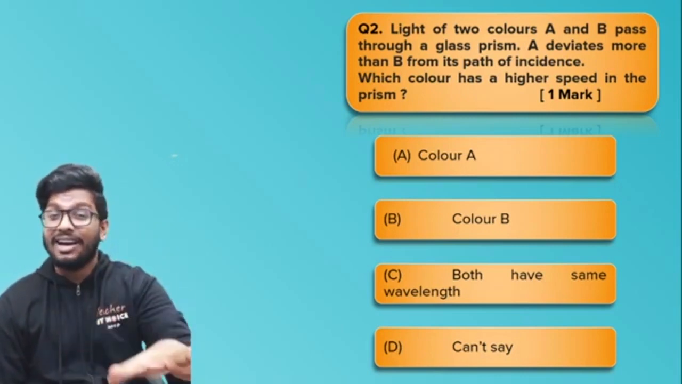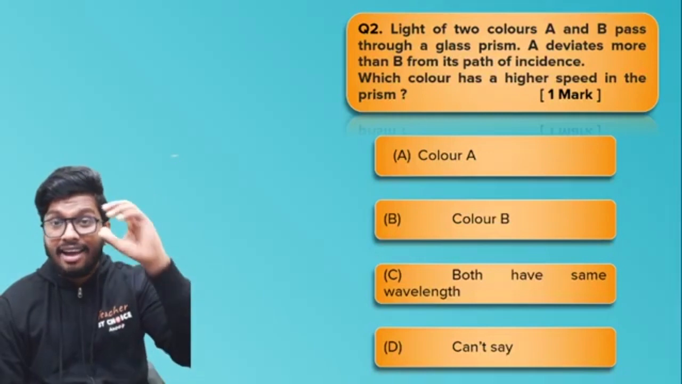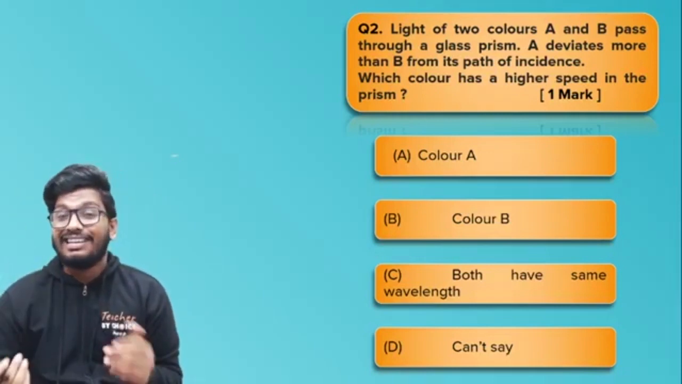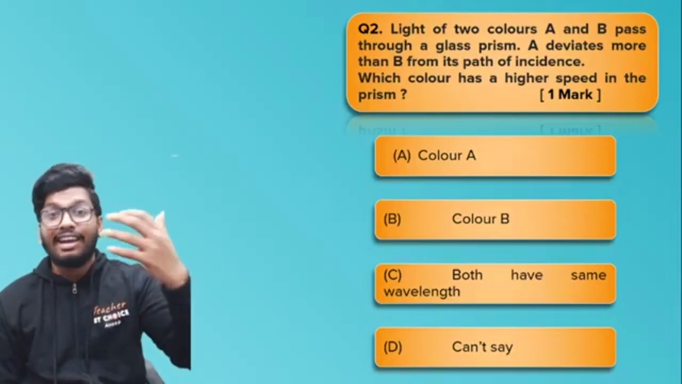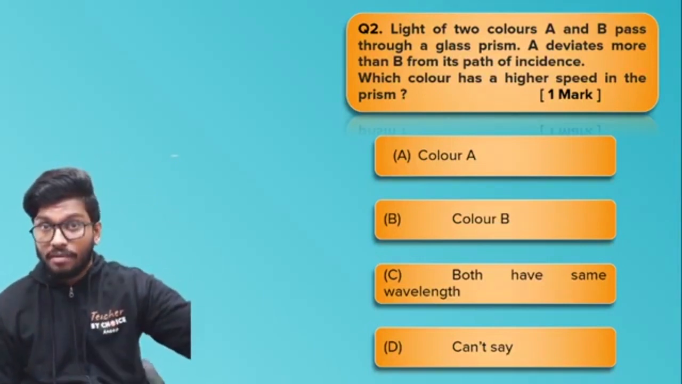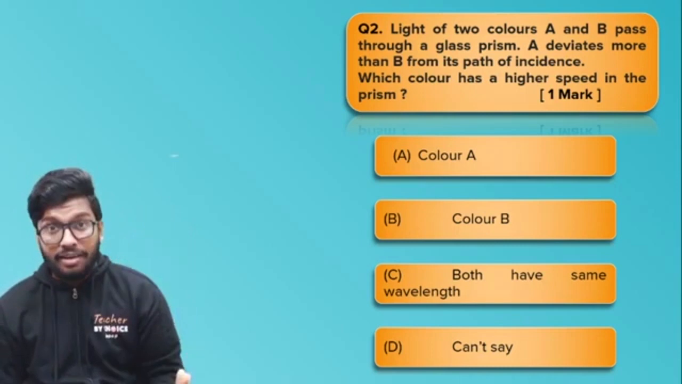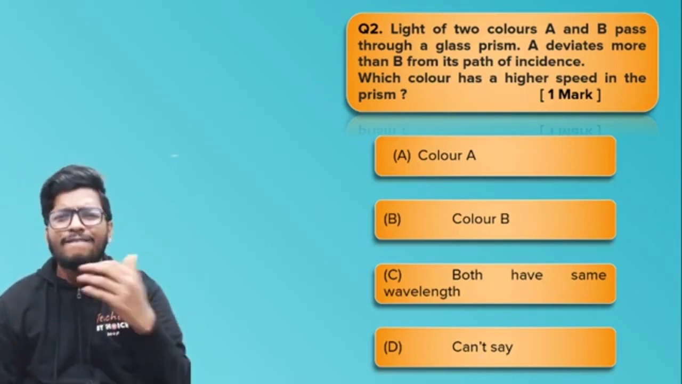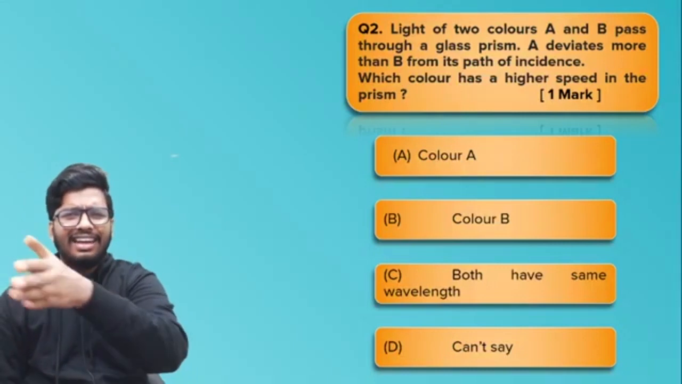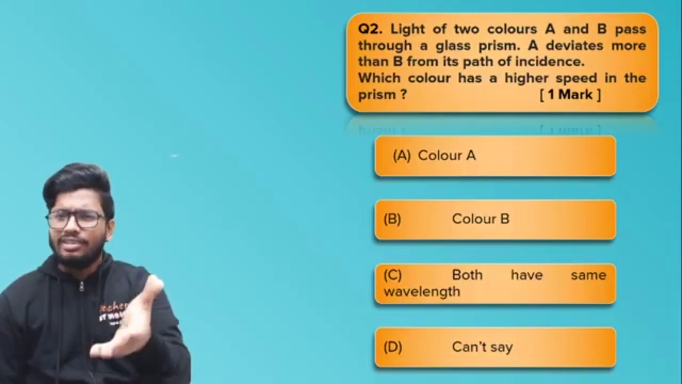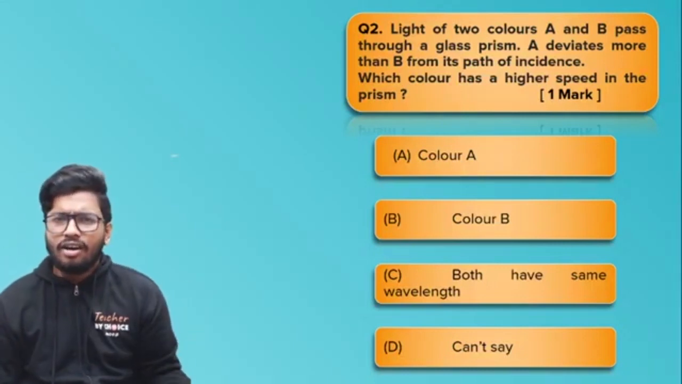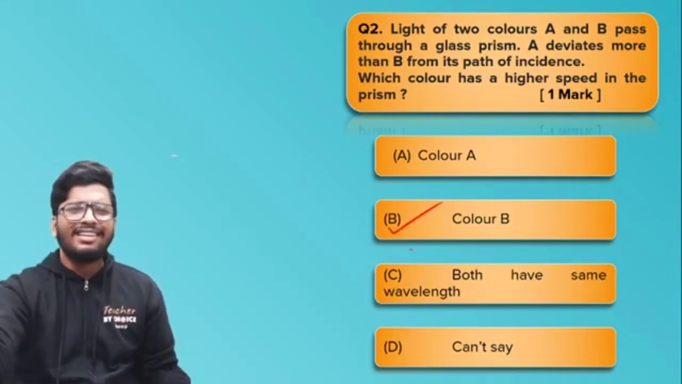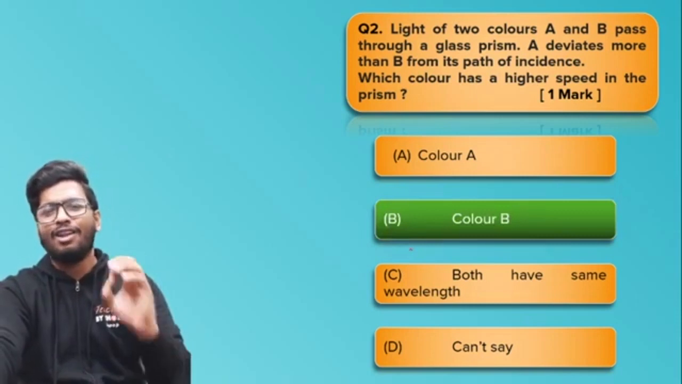Now, the question might seem a little tricky, but think about it, guys. The greater the speed, the lesser is going to be the deviation. That means it will also have a greater wavelength as well. If it has less speed, then it will deviate more. So in this question, which is the one that is deviating more? A deviates more than that of B. So definitely A is slower. So which is higher speed? Color B. Simple. That's all. Simple funda, people. Simple logic.